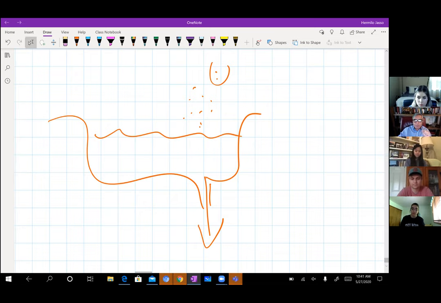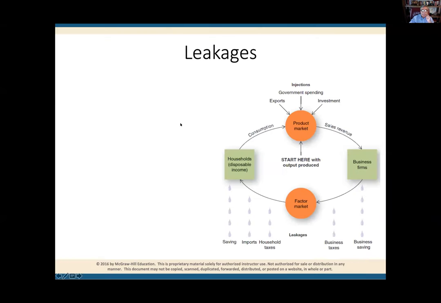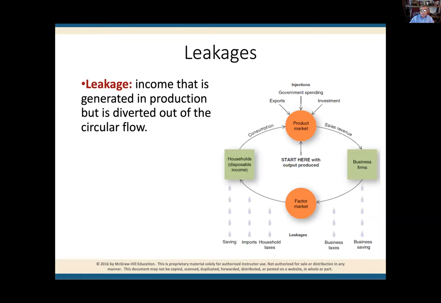So let me come back to this. So this is what we're learning then: that the economy has leaks. And what are the leaks? The leaks are the money that goes out of the circle, every time we save, every time we import, and every time we pay taxes. I don't like the way they put it here, household taxes and business taxes and saving by business. They're all the same: taxes, savings, and imports. Okay, it's a leak out of the economy, right?